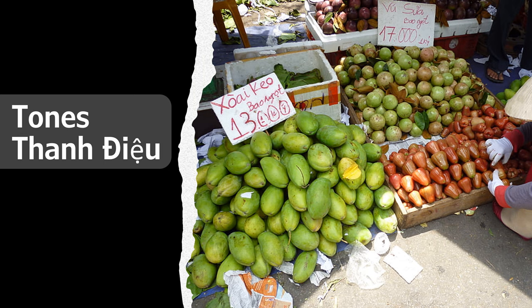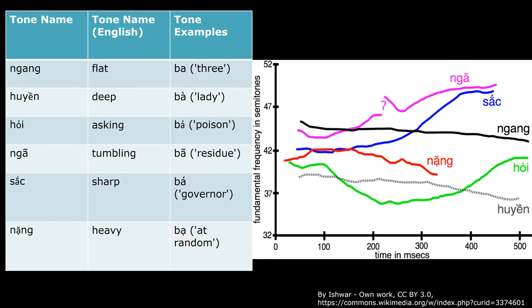Tones. Thanh điệu. Northern Vietnamese has 6 distinct tones. The first 2 columns show the names of the tones in Vietnamese and English. The third column shows an example syllable that is only distinguished by tone. Notice that the meaning of the spoken syllable changes depending on the tone. Ngang, the flat tone: ba, meaning three. Huyền, the deep tone.